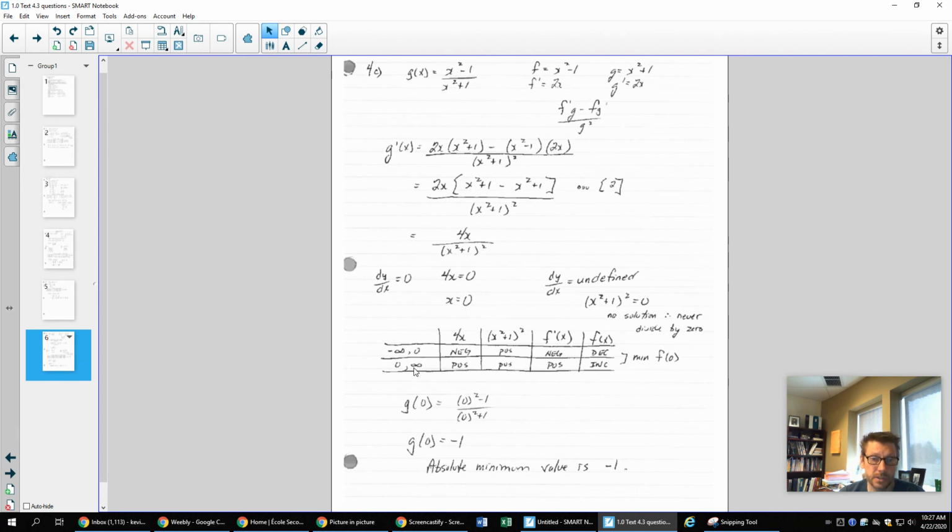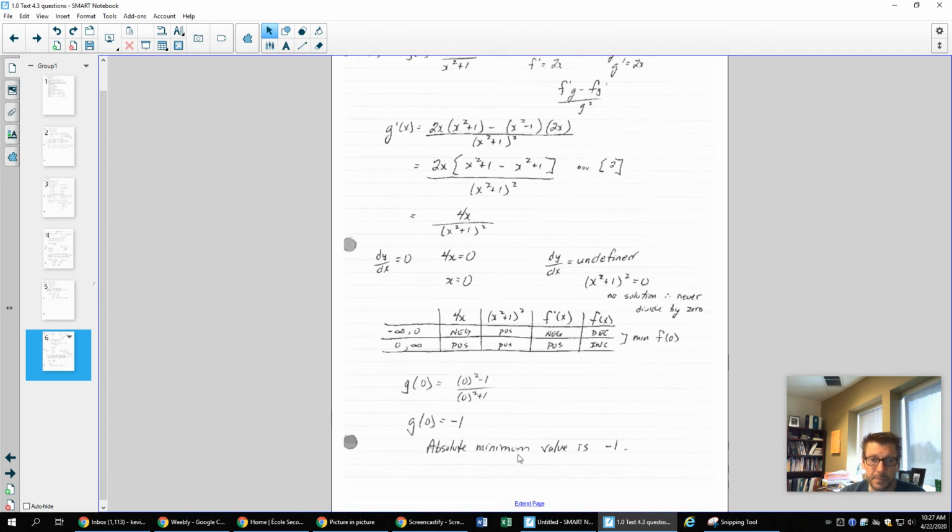Left of 0, right of 0. So again, what impacts your slope? Put a negative number and times it by 4. Put a negative number squared, add 1 and square it again, and it will always be positive. So your function is decreasing on the left side of 0. Your function is increasing on the right side of 0. From decreasing to increasing, you have a minimum value of f of 0. So your absolute minimum is at -1.